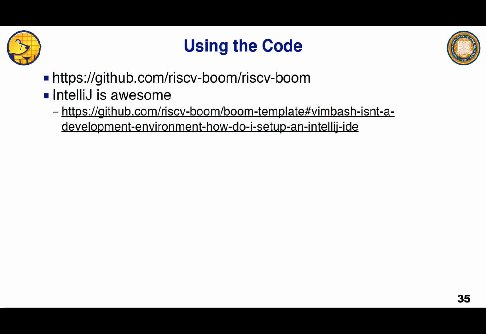If you want to use the code, you can go to github.com/riscv-boom. Also, I recommend checking out IntelliJ. The BOOM template README gives some advice on how to set that up. If you saw Henry's talk in the previous session about Rocket Chip, there's a lot of code. There's a lot of library stuff going on, so IntelliJ is very nice for helping bounce you around the code base.